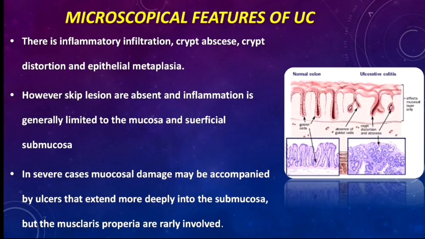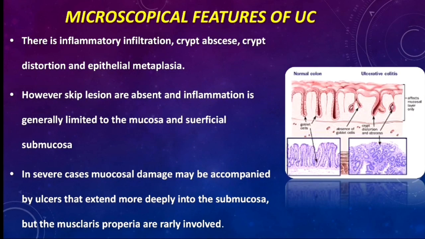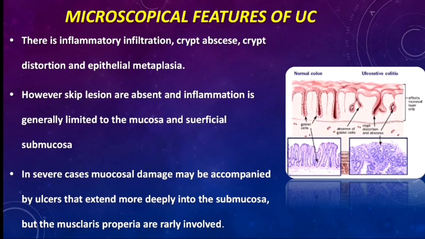Microscopical features of ulcerative colitis. As we can see here in this picture, there is inflammatory infiltration, crypt abscess, crypt distortion, and epithelial metaplasia. However, skip lesions are absent, and inflammation is generally limited to the mucosa and superficial submucosa. While in severe cases, mucosal damage may be accompanied by ulcers that extend more deeply into the submucosa, the muscularis propria is rarely involved.